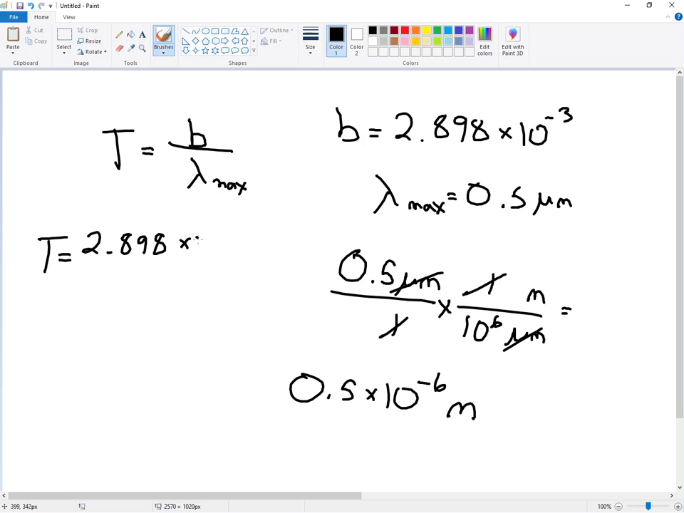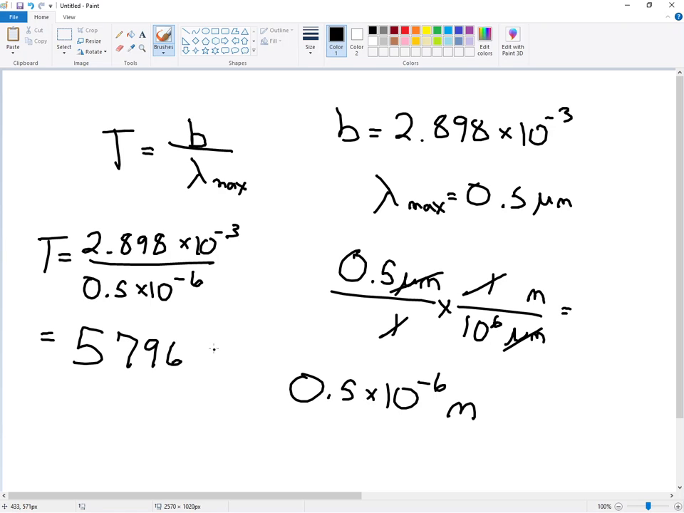2.898 times 10 to the negative third divided by 0.5 times 10 to the negative 6th. And this should give me my temperature in Kelvin. So I'm putting that in my calculator on top. 2.898 times 10 to the negative third divided by, on the bottom, 0.5 times 10 to the negative 6. All right, and even though it looks kind of ugly, the number I get at the end isn't that strange. 5,796 Kelvin.